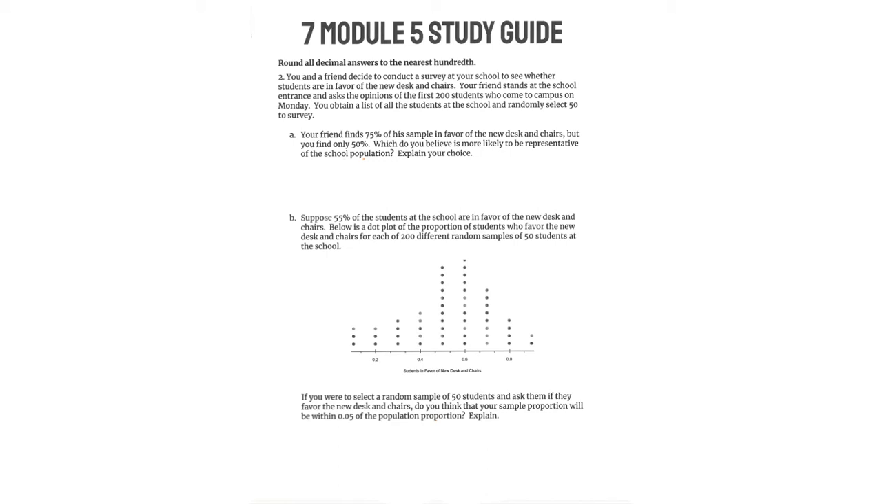A. Your friend finds 75% of his sample is in favor of the new desk and chairs, but you will only find 50%.